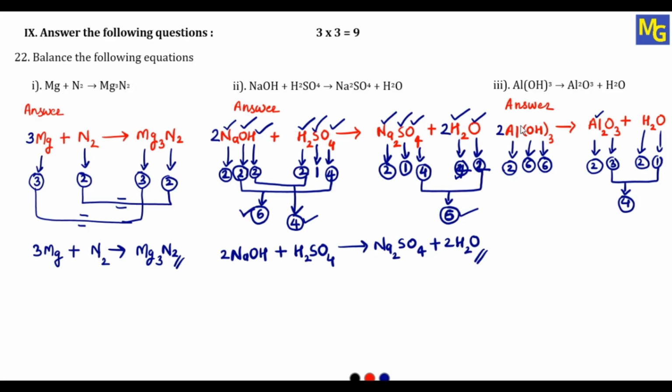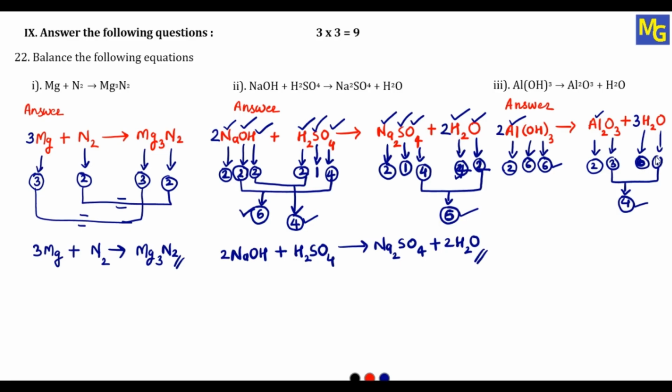Now see, aluminium is already balanced, 2 and 2, it is balanced. Now focus on hydrogen and oxygen. Hydrogen how many we have? 4. This side hydrogen 6. So we cannot decrease the hydrogen on the left hand side. So how to make hydrogen 6 on the other side? We have 2 hydrogens. So if I write here 3, 3 2s are 6. So this hydrogen becomes 6.